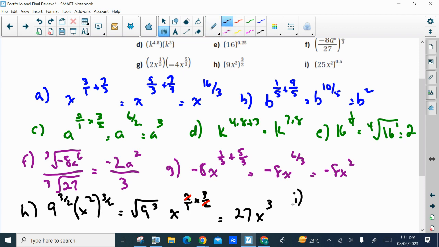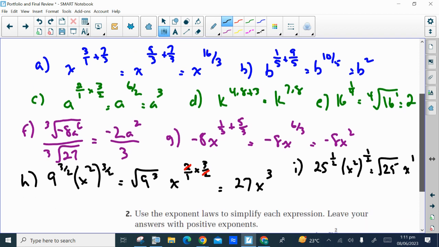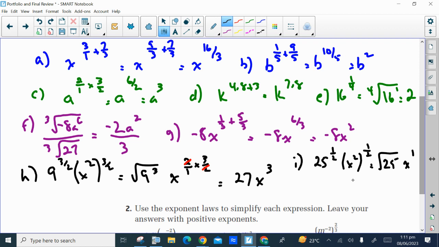Question I, everything inside the brackets raised to the power 0.5, which is 1/2. And power 1/2 means square root. 25 to the 1/2 is the root of 25. When you multiply the exponents, 2 times 1/2 is 1, so it's x to the 1 or x. The square root of 25 is 5, so that becomes just 5x.